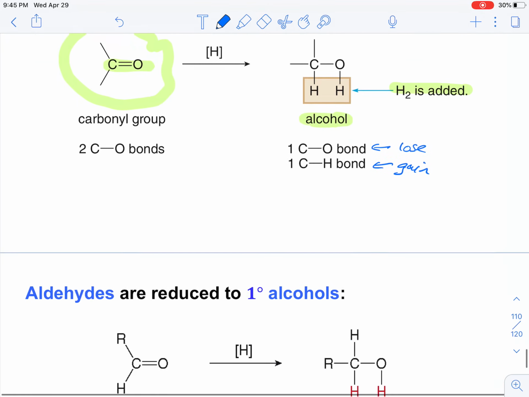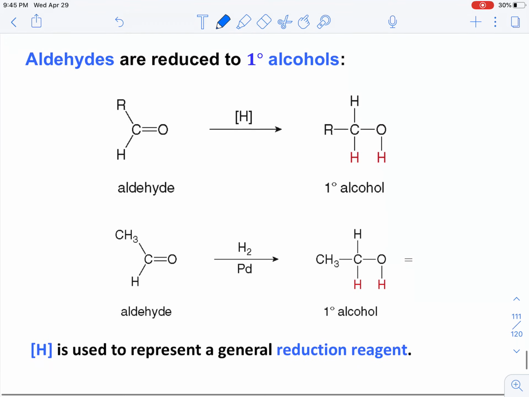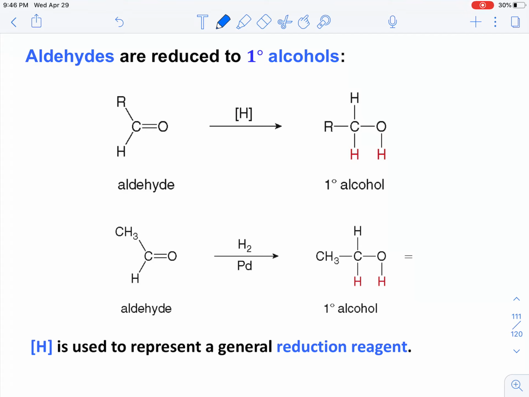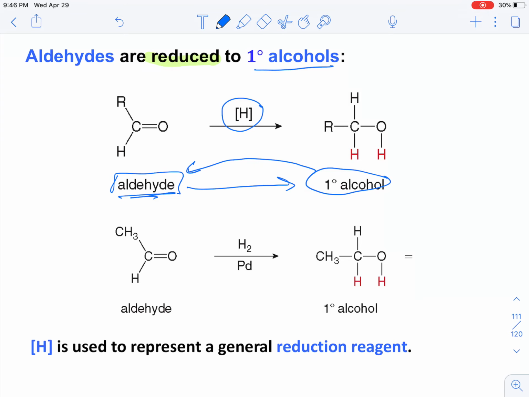Okay. And so this slide demonstrates an aldehyde being reduced to a primary alcohol. And so whenever you have an aldehyde and you reduce it, you create a primary alcohol. So this is a link that you guys should memorize. Aldehydes reduce, it creates a primary alcohol. Primary alcohol, oxidize, then that produces an aldehyde.